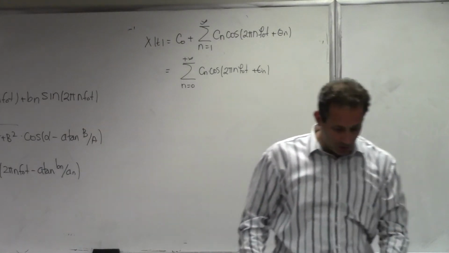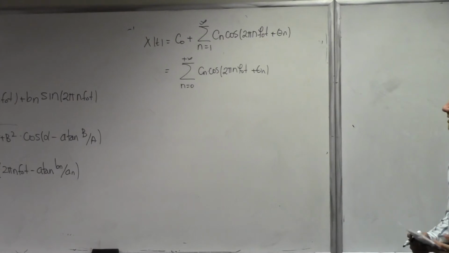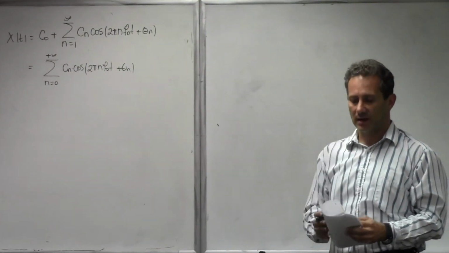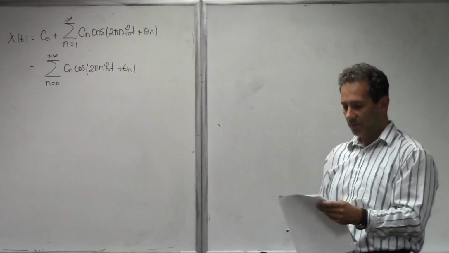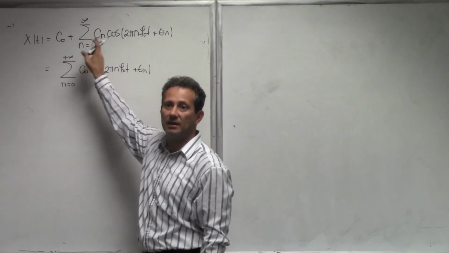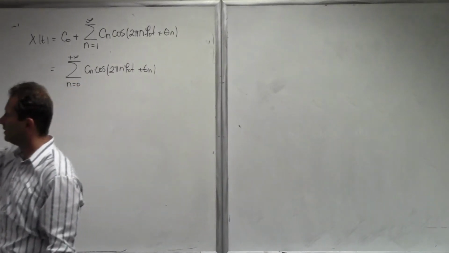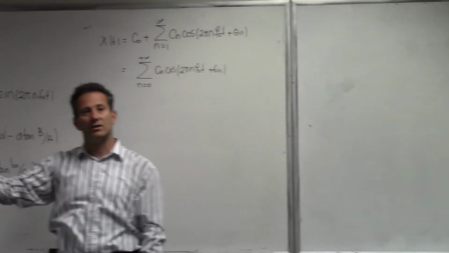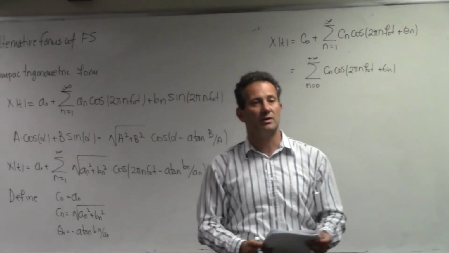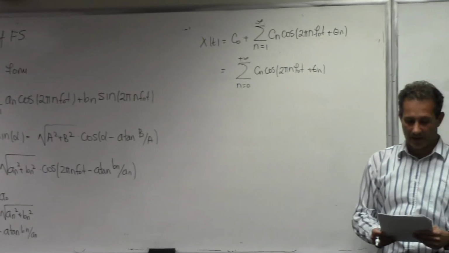Okay, so that's what we call compact trigonometric form. It is very insightful, but there are no direct calculation formulas. In other words, you cannot calculate Cn and theta directly. You have to go the other way. You have to calculate A's and B's and then calculate C's and thetas. There is no direct formula for calculation of Cn and theta.